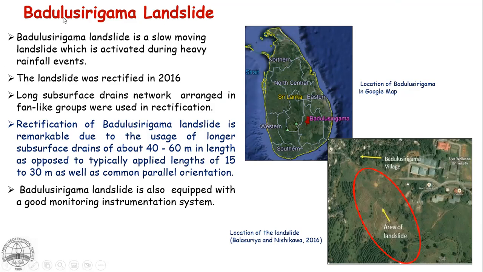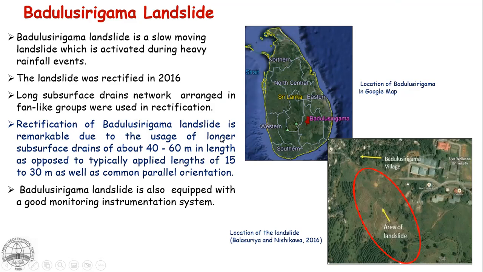Then I'll come to the Badulu Sirigama landslide, which was again rectified by subsurface drains. Earlier, I showed you the instrumentation done at this particular landslide. It was rectified in 2016, with a series of long subsurface drains arranged in a fan-like pattern at 6 different levels.